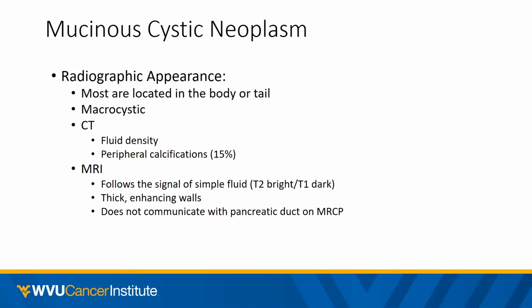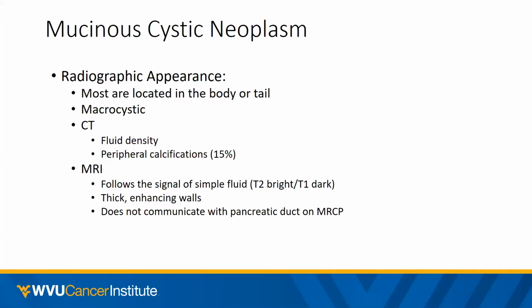When it comes to the radiographic appearance of mucinous cystic neoplasms, similar to the serous cystadenoma we just discussed, the majority are located in the body or tail of the pancreas. However, they are different from the serous cystadenoma in that they are generally macrocystic. You can find a few internal septations, but microcystic appearance would be uncommon with a mucinous cystic neoplasm. By CT, they're going to be, again, low density, fluid density by the Hounsfield units. And one of the features that can be very helpful is peripheral calcification, which we see in about 15% of cases.